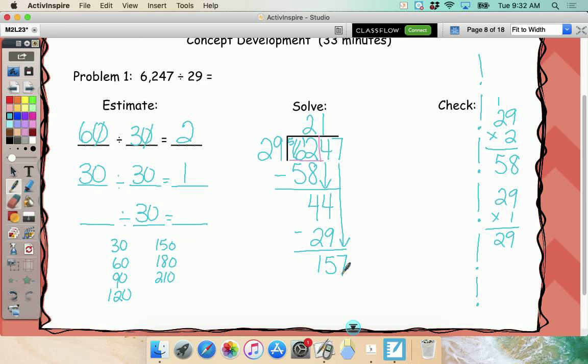So he says 150 is closest. You agree? So what are we going to try? 29 times 5. Does it work? Yeah. What do I write on top? The 5. What do I write on the bottom? 145? Yeah. Okay.